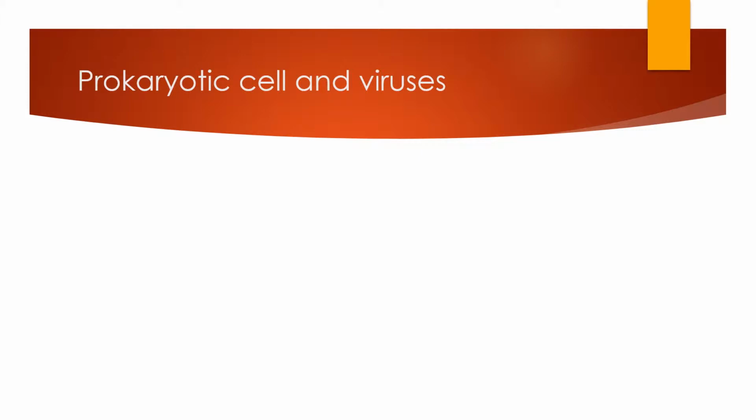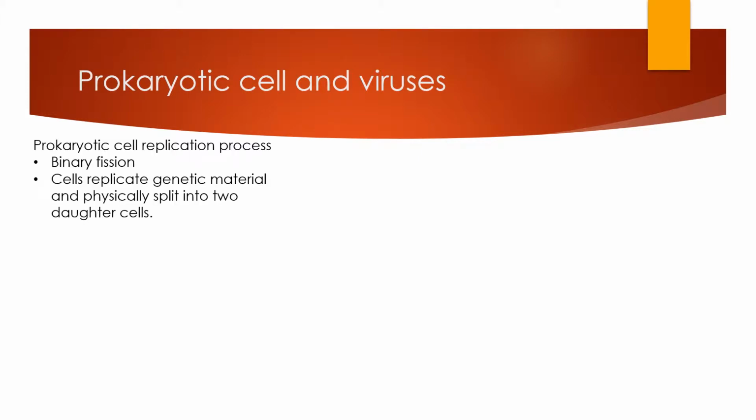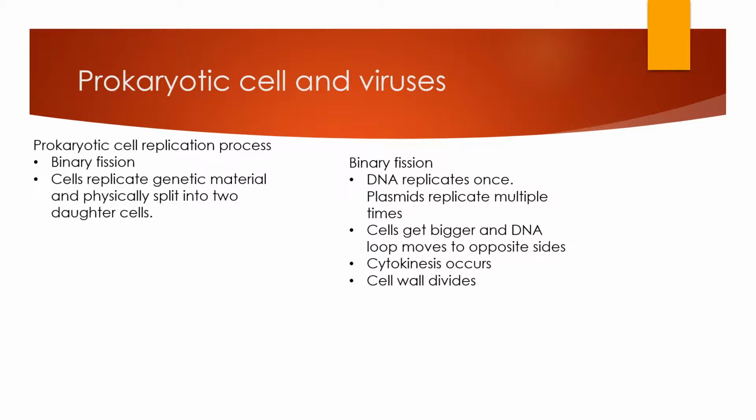Prokaryotic cells and viruses. Prokaryotic cells replicate through binary fission, where the cell replicates its genetic material and physically splits into two daughter cells. In binary fission, the DNA replicates once.